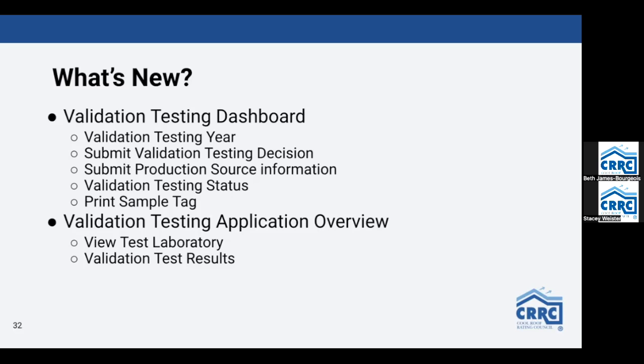which you will include in the box containing your specimens that will be shipped to the CRRC assigned test lab. Additionally, a validation testing section has been added to the application overview, which is accessible by clicking on the application ID of your product. There you can view the assigned test lab and view the validation test results when submitted.